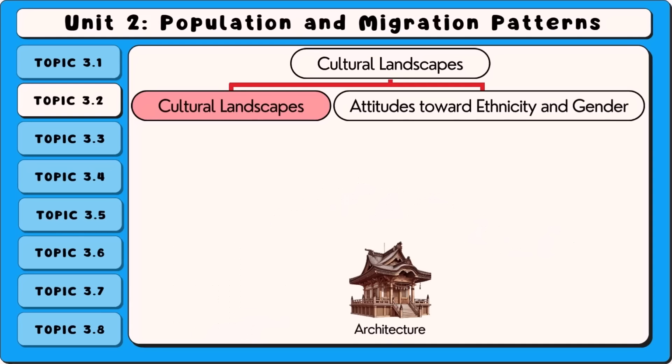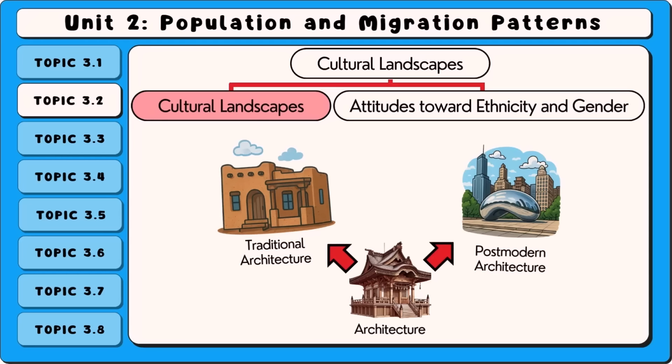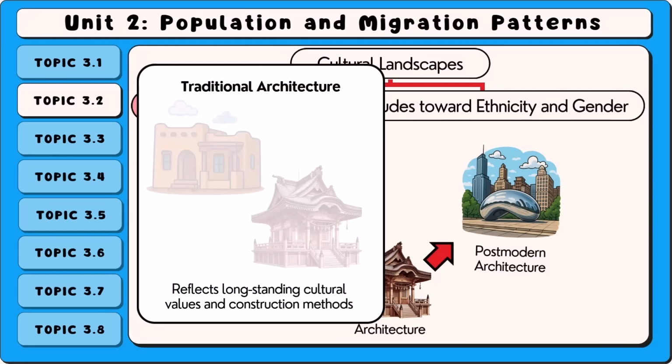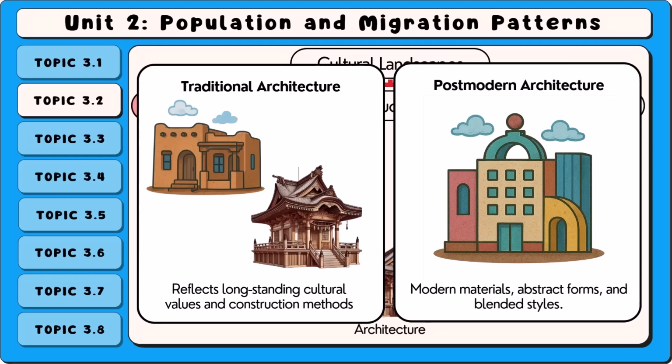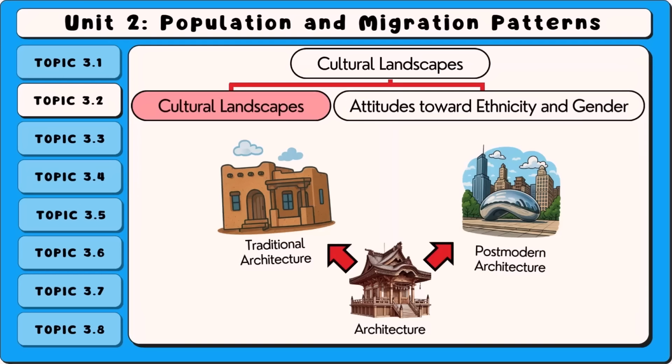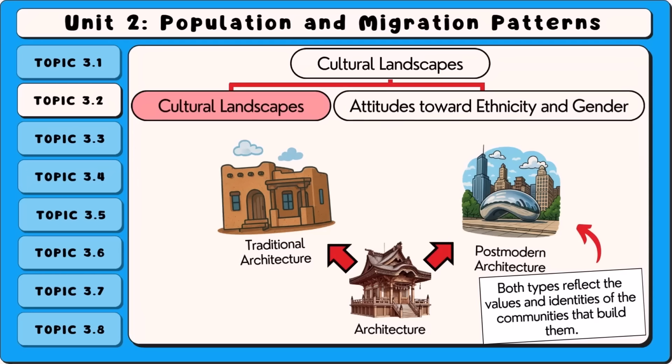We can also come to understand a cultural landscape through its architecture. The AP Human Geography curriculum requires that you know about traditional and postmodern building styles and how each one reflects cultural values. Traditional architecture reflects long-standing cultural values and construction methods, such as adobe homes or wooden temples. Postmodern architecture uses modern materials, abstract forms, and often blends styles. Both types reflect the values and identities of the communities that build them.